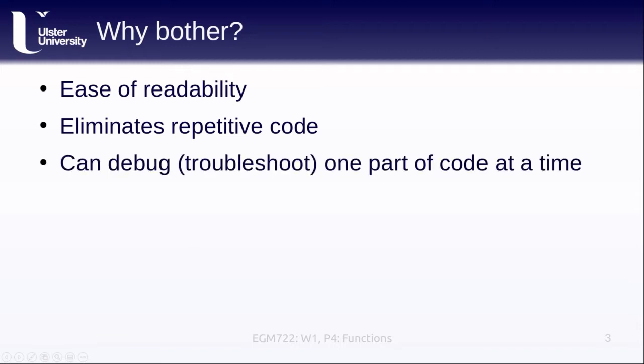But it also means that when we go to fix aspects of our code, so debugging or troubleshooting, we can debug one part of the code at a time. We can also update in a much easier way, because if we have repetitive code where we've copied and pasted the same sequence of statements over and over again, if we need to fix something, then we need to find everywhere that we've copied and pasted that code and fix it in every single one of those locations. If we wrote it in a function, then we just have to fix it in the one place, and everywhere that we call the function, we're now calling the fixed or updated function.